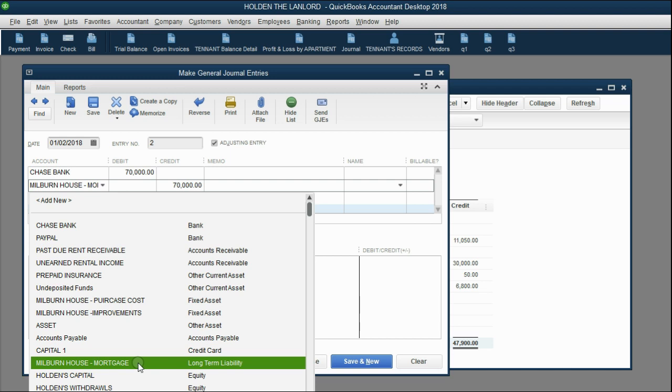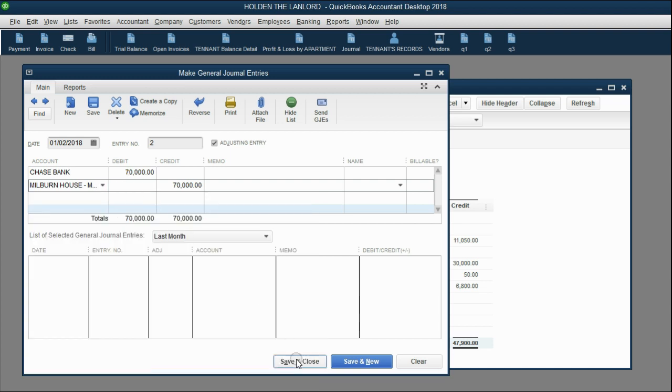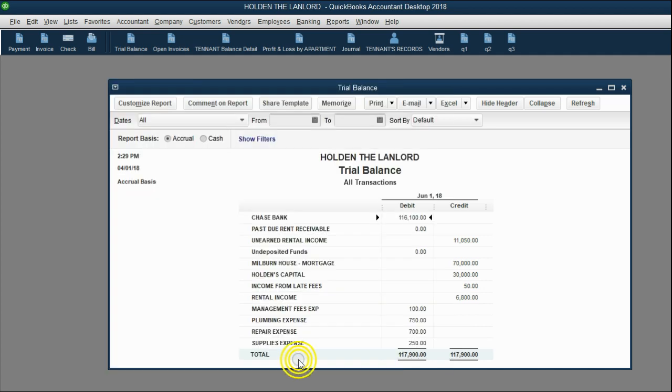It's a long-term liability. And after I save this, you will see the balance of the mortgage show up on the trial balance, and the company bank account will have increased by the amount that's borrowed from the mortgage company. Save and close. And now we have Milburn House Mortgage, $70,000. So that's an account in your chart of accounts. And every month when you make a payment to decrease the principal, this account will go down, so it will always show you the balance of the mortgage at any given moment.